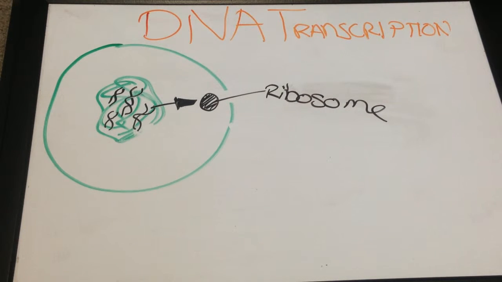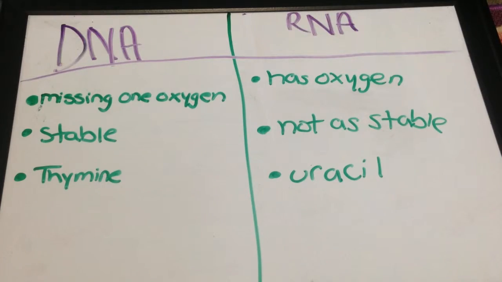First, let's talk about the differences between RNA and DNA. RNA and DNA are very similar, but there are some key differences. RNA stands for ribonucleic acid, while DNA stands for deoxyribonucleic acid. They're both nucleic acids, however, DNA is missing one oxygen. This allows DNA to be more stable, which is important as it carries genetic information in one place for long periods of time. Another difference is that DNA has thymine, while RNA has uracil instead of thymine. Uracil pairs with adenine just like thymine does.